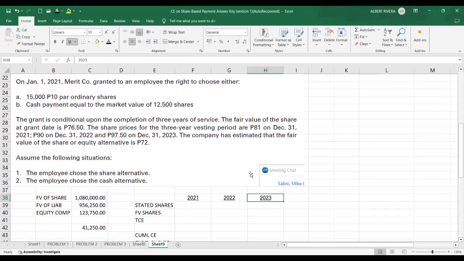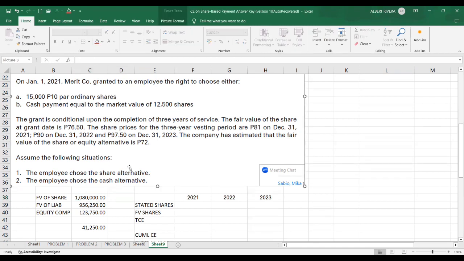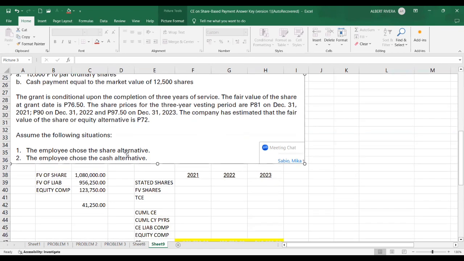Okay? So, here, the fair value of the share at the grant date is 76.50. Okay? Then the share prices for the 3-year vesting period are 81, 90, and 97.5. And the company has estimated that the fair value of the share or equity is 72. Okay? Or the equity alternative. And assume the following situation. So these are independent situations. Okay? The employee chooses the share alternative and the employee chooses the cash alternative.